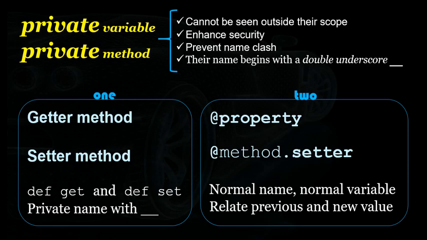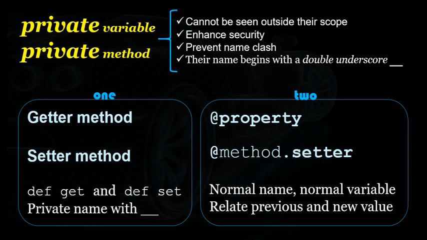So, how do we access them? For accessing them, we have two ways. One way is to write a getter method and a setter method with this syntax: def get, def set, and we just use the private name with its double underscore. In this way, the user must know that this name is private, and we have to use a getter and a setter method for it, and they should know the getter and setter methods.